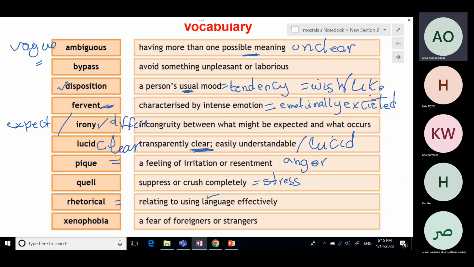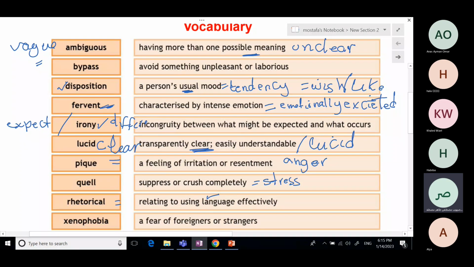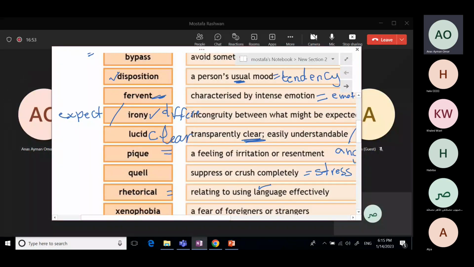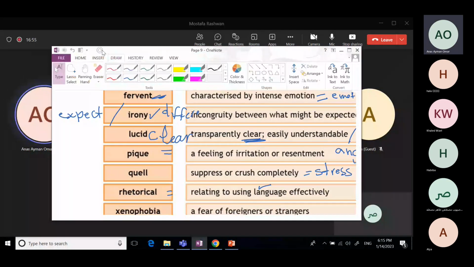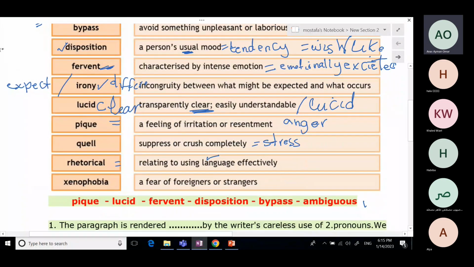Read the list without the meaning. Anas, I said read the whole list of the words from the beginning. Like the list or the sentence? The list.